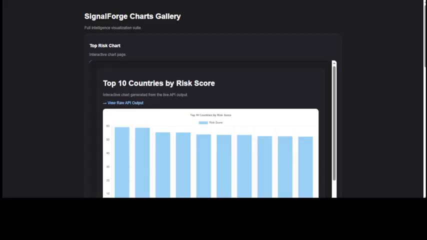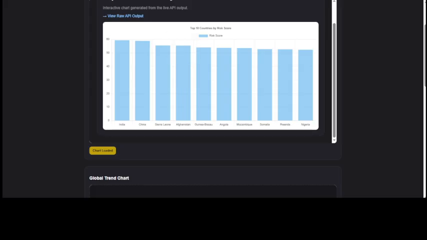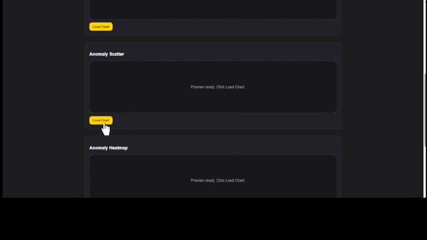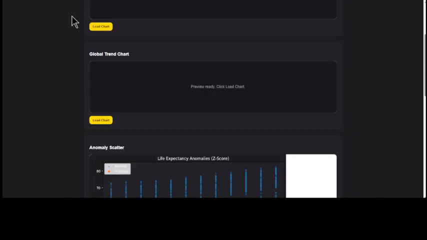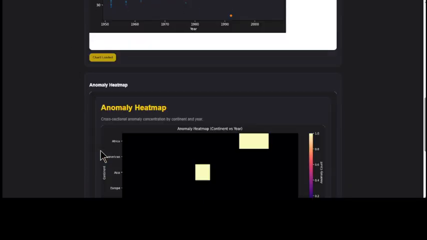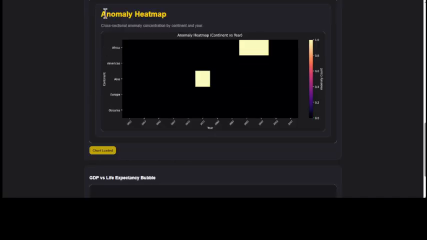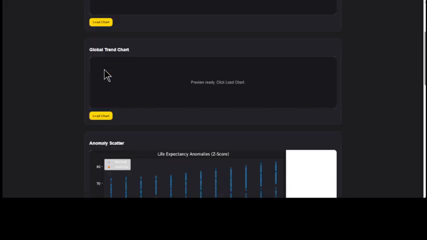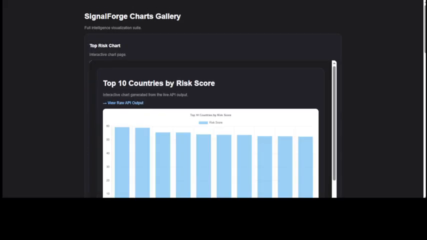Here we can load visualizations on demand. Trend charts show long-term global progress. Scatter plots highlight outliers and anomalies. Heat maps reveal where signals are concentrated across regions and time. And relationship charts connect economic and health data to expose different patterns.